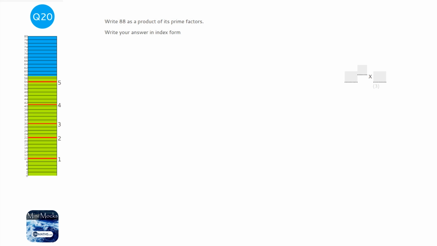Okay, so we're asked to write 88 as a product of its prime factors. So the first thing to do is write 88, and then we have two shoots coming from it. Now I need to find out which two numbers times together to make 88. Now a little tip, if you've got an even number, always pick 2. So 2 times 44. Now whenever we get to a prime number, we always circle it, because that's finished.